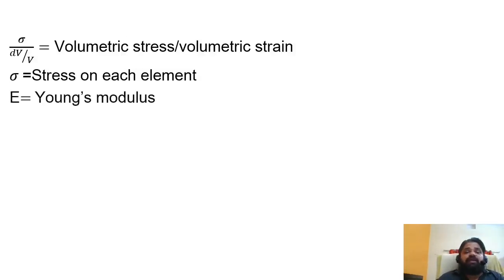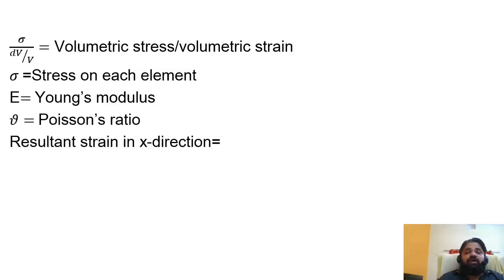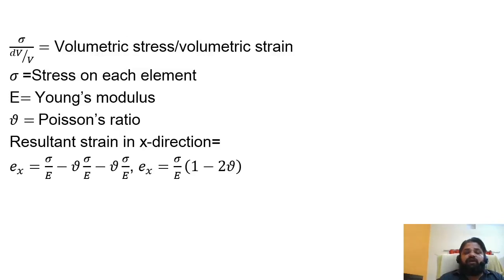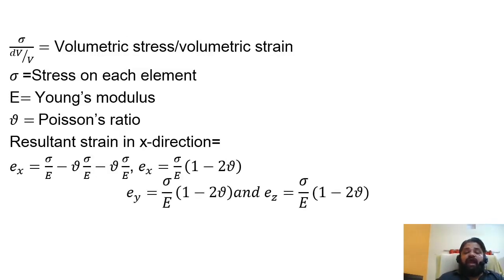Now the stresses in each element, which we have already discussed, and E is the Young's modulus, nu is the Poisson's ratio. Now the resultant strain in x direction we already know. What is the resultant in x direction? If the stresses are the same, then I am just replacing sigma x, sigma y, sigma z, all equal to sigma. Putting that, the new value of εx, εy and εz can be obtained by sigma by E into (1 minus 2 nu) in all the cases.